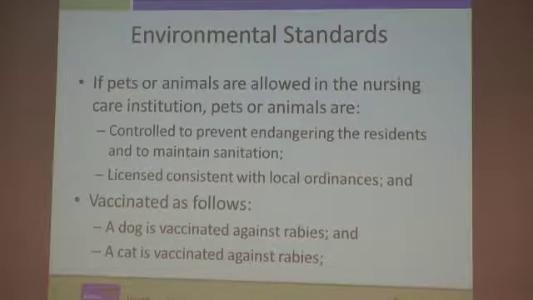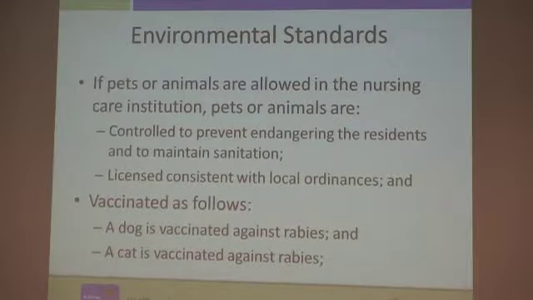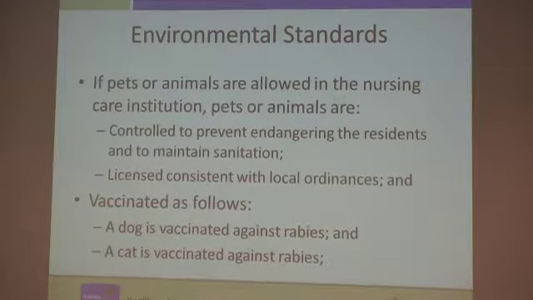All right. If pets or animals are allowed in the Nursing Care Institute, they are controlled to prevent endangerment of the resident and to maintain sanitation. License consistent with local ordinance, and they have to have both rabies vaccination, dogs and cats. Visiting as well. It basically just says if they're allowed in the Nursing Care Institute, so it doesn't say it has to be the Nursing Care Institute's animal.